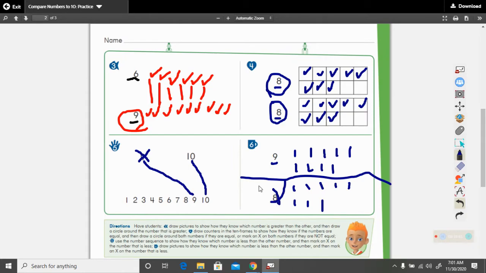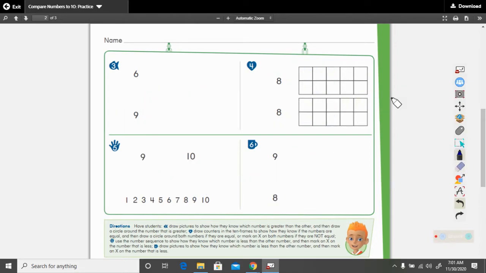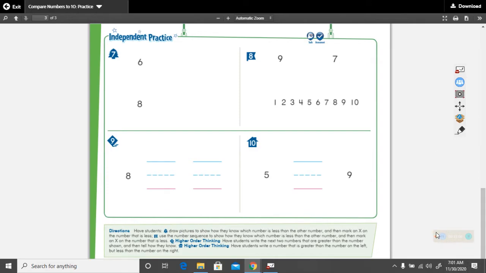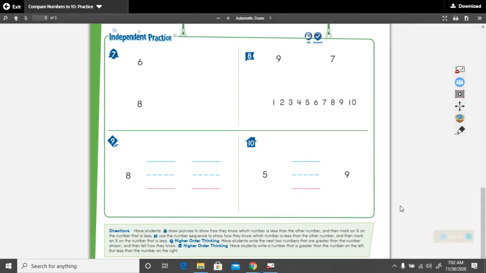Boys and girls, be sure to pause the video if you are too fast so that you can get this written down, because next comes our independent practice pages. Okay, this page is our independent practice page, and that means I tell you what to do, but you try to do it by yourself.